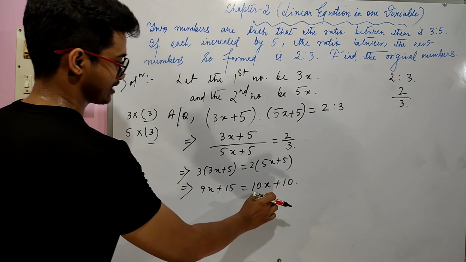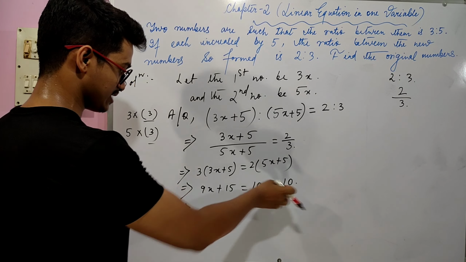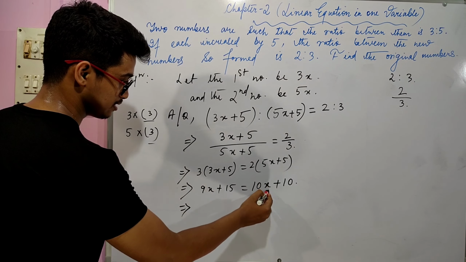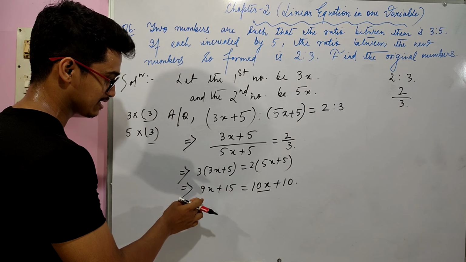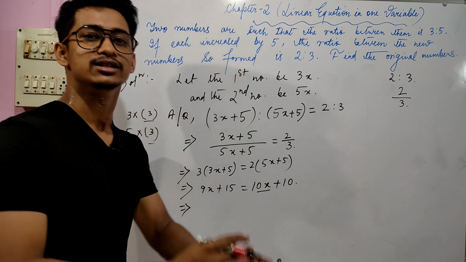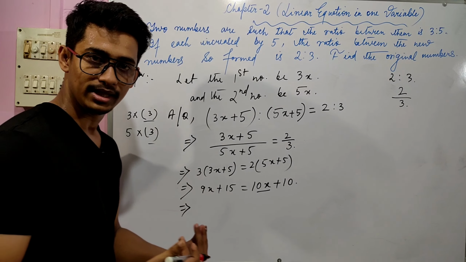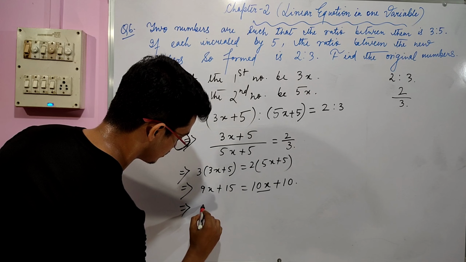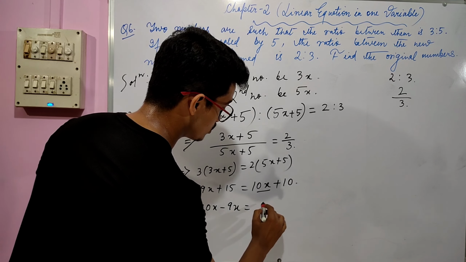Now see, how will you do it? We have to find the like terms. Here x is there, x is there. So you have to shift the x terms to one side, and the rest, the constant part, will be on the other side. So 10x minus 9x equal to what?